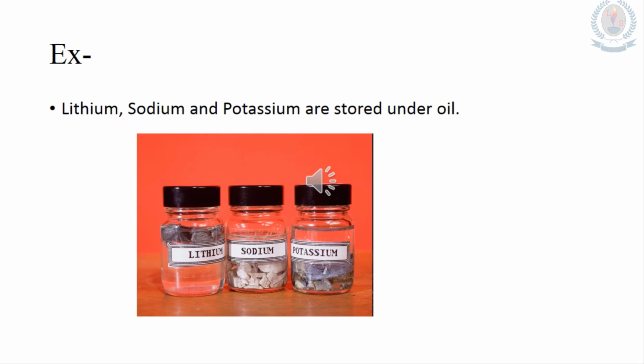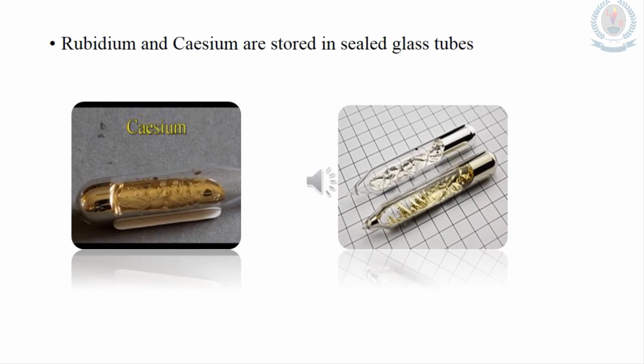That is why we keep lithium, sodium and potassium under oil, and we keep rubidium and cesium inside glass tubes. Therefore, they cannot come into contact with water or the oxygen in the air.